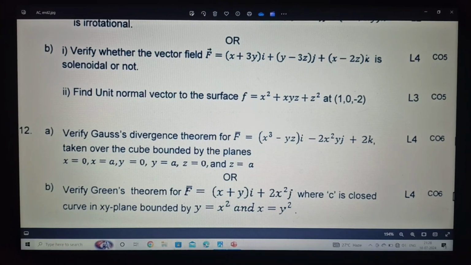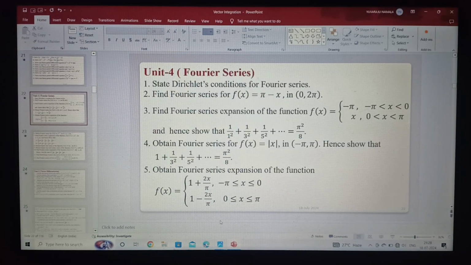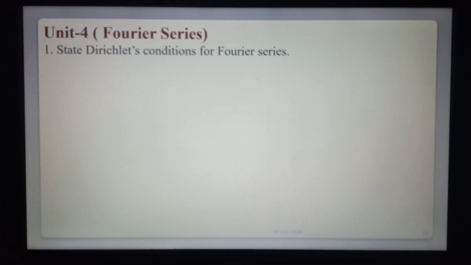See the next one. I am giving some important questions on Sunday from 3 units. Okay? So this is not only for mid exams, the end semester also has important questions. Okay. So from unit 4, Fourier series expansion. State Dirichlet conditions for Fourier series. This is also one of the important questions.